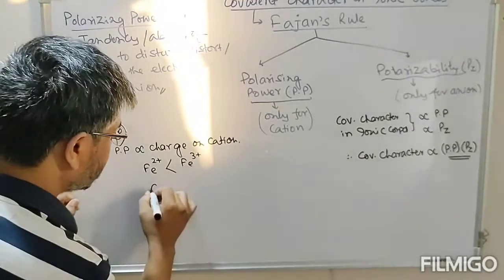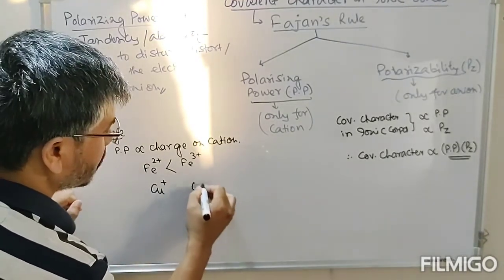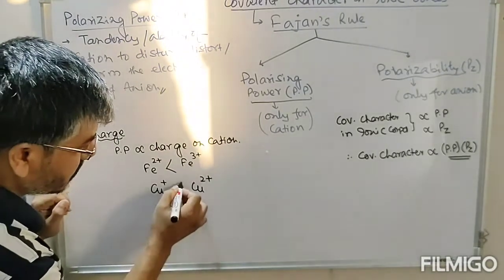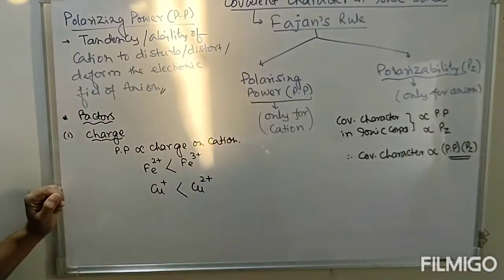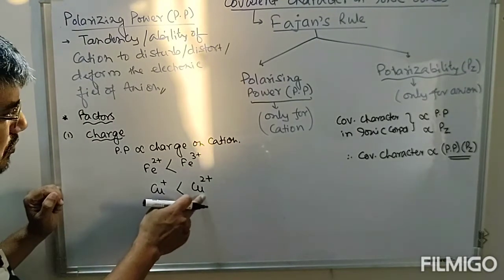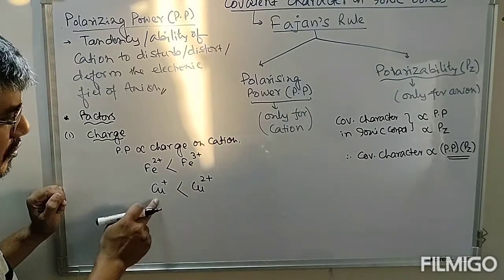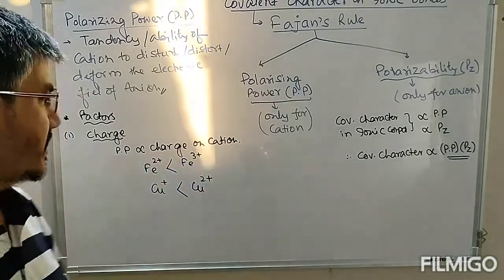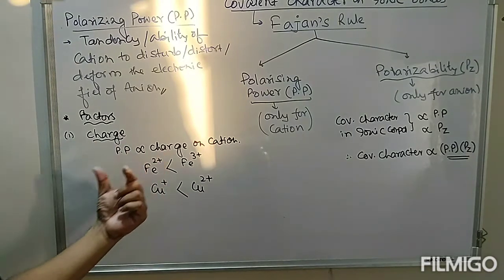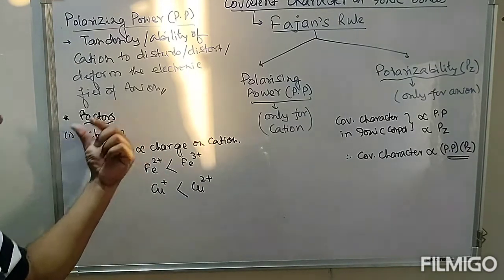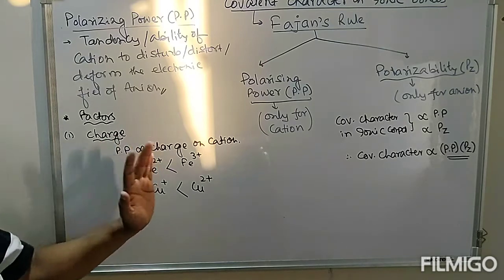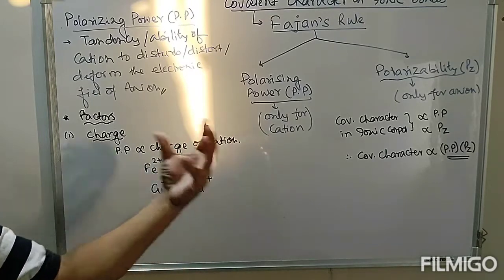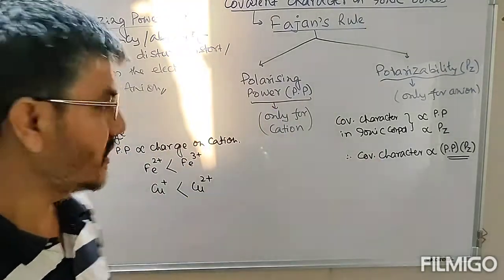There is Cu+ and Cu2+. Copper plus 2, having more charge density, will have more polarizing power than copper plus 1. So in case we have different cations, based on the charge we can easily compare the polarizing power. As the charge increases, effective nuclear charge increases. As the effective nuclear charge increases, the polarizing power of the cation will also increase.